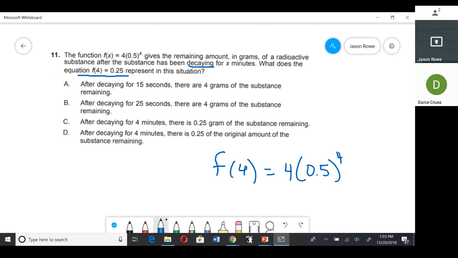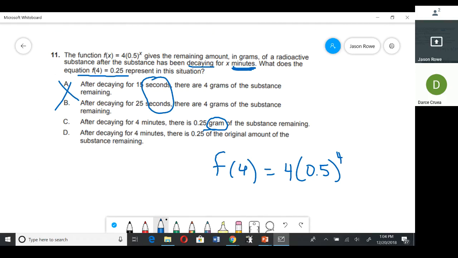And we know that that is the remaining amount. So if we look at the choices, the first two are telling us our time is 15 seconds and 25 seconds. Well, that's not right. We're working in minutes. X equals minutes. So we know that we're supposed to have 4 minutes. So it has to be C or D. C tells us that we have 0.25 grams remaining, which sounds pretty good. But again, let's check the other one just to make sure. This says 25% or 0.25 of the original amount.